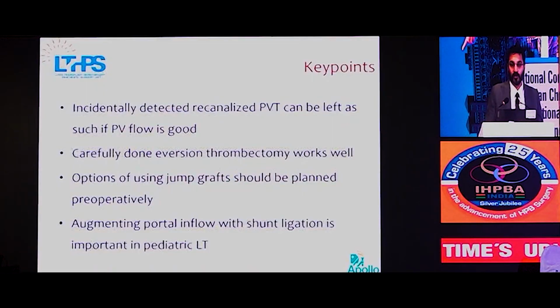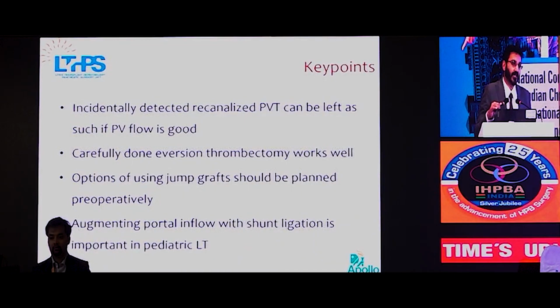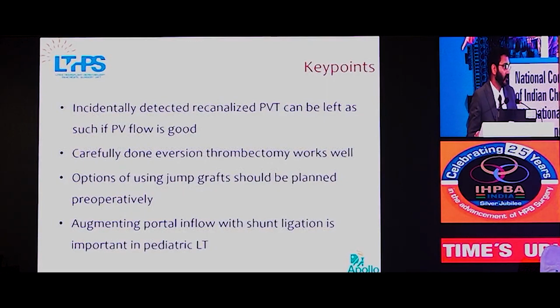So I would like to conclude with these key points: insulin directed recanalized portal vein thrombosis can be left as such if portal vein flow is good. Carefully done eversion thrombectomy works well. And as I said, occasionally you will have to use sharp dissection, do that. It is always helpful. Options of using jump grafts should be planned preoperatively. It should be well planned, and augmenting portal inflow with shunt ligation is an important step in pediatric liver transplant.